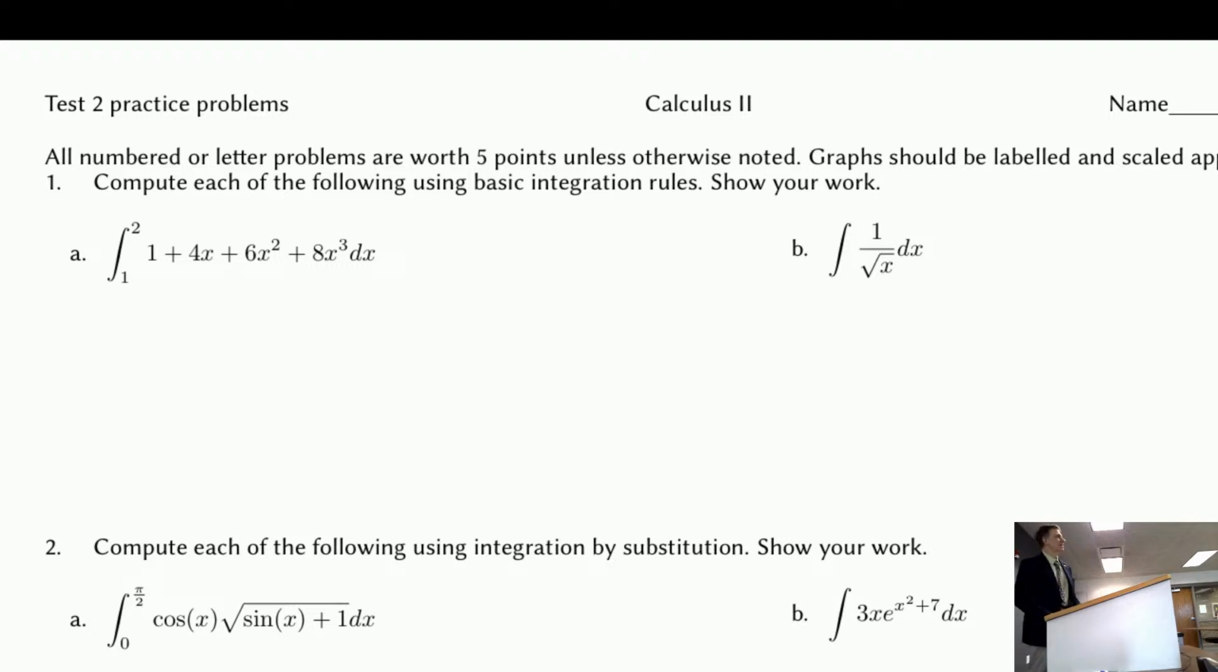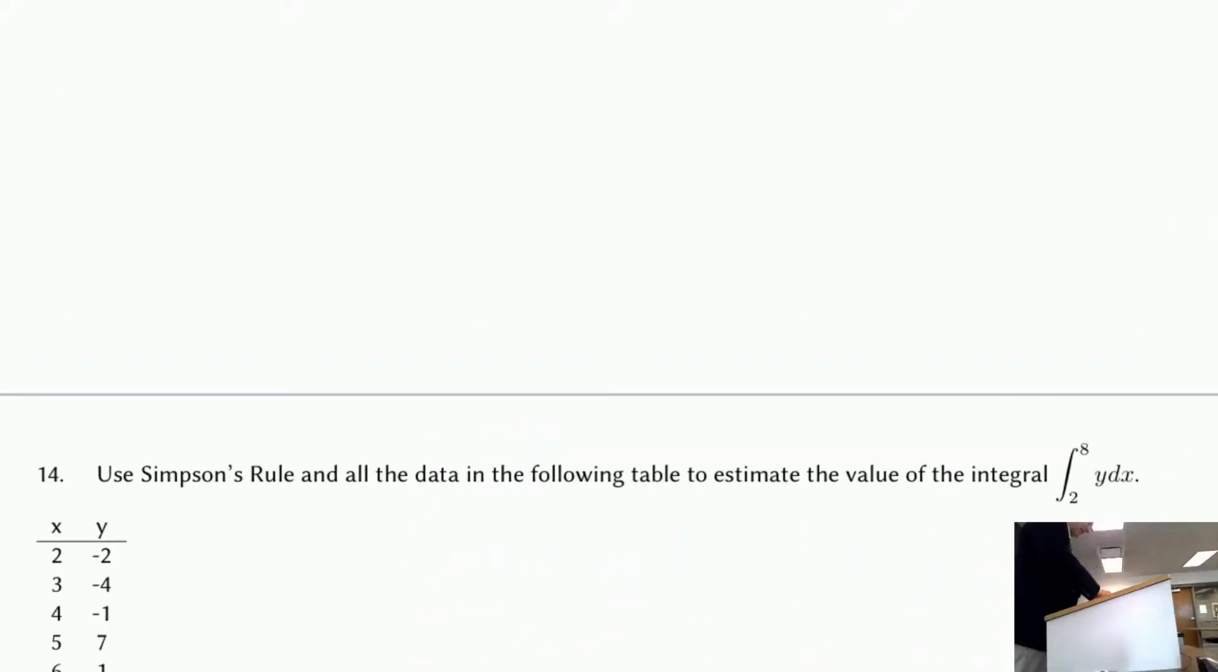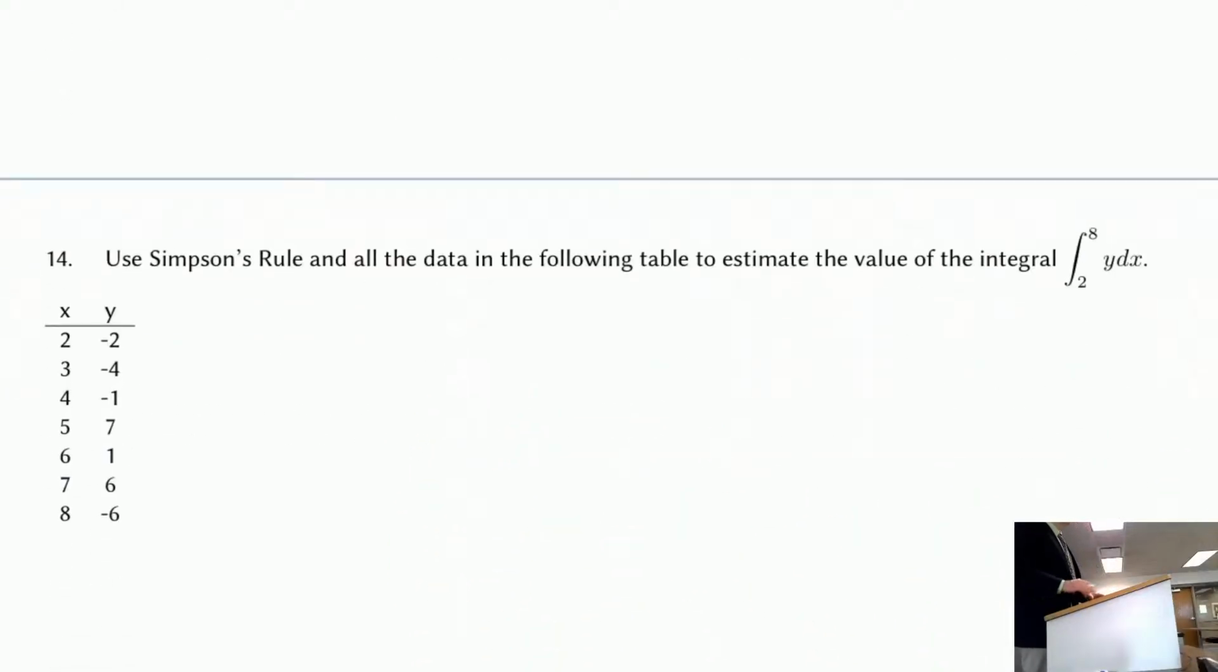Oh yeah, good point. So Simpson's rule. Simpson's rule was me thinking that we would get further than we actually did. So that is not part of our actual test. Sorry about that. We'll be doing that after the break. You can look forward to it.